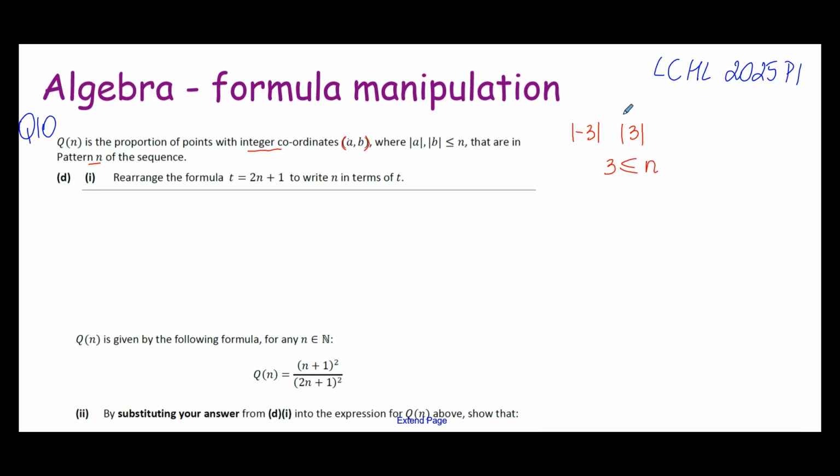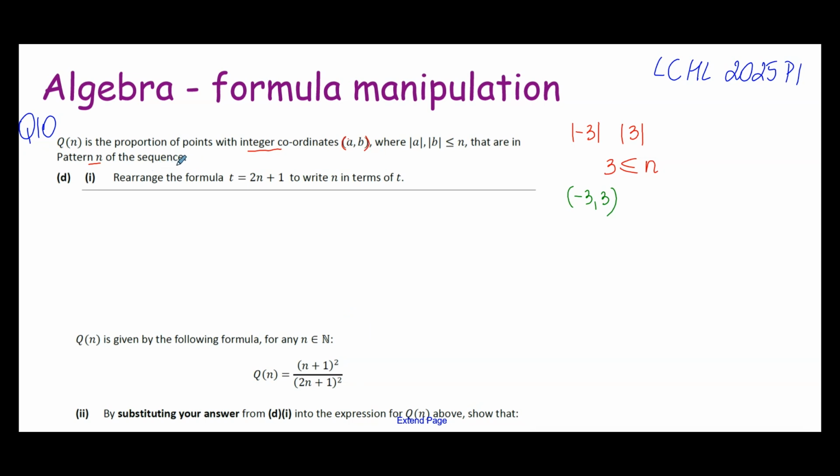I know. Again, we have points and we have coordinates, for example minus 3 and 3. This description means that if I take out the absolute value 3, that has to be pattern 3 or bigger. That's what it means. Okay. But look, this question is not really about the sequence and series. It's about manipulating the formula.